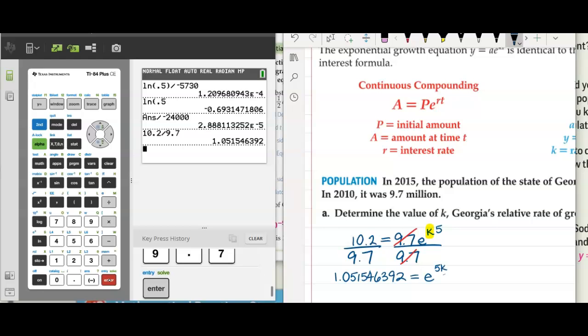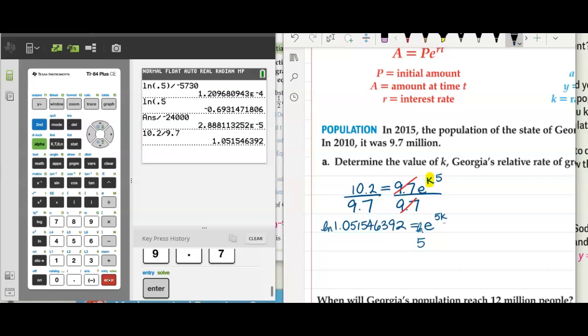Remember, we want to get k out of the exponent, so we need to take the natural log of both sides. In fact, when I do that, my 5k comes down and becomes the coefficient of the natural log of e, which is simply 1. Now I have the natural log of 1.051546392. All I have left is to divide by 5.